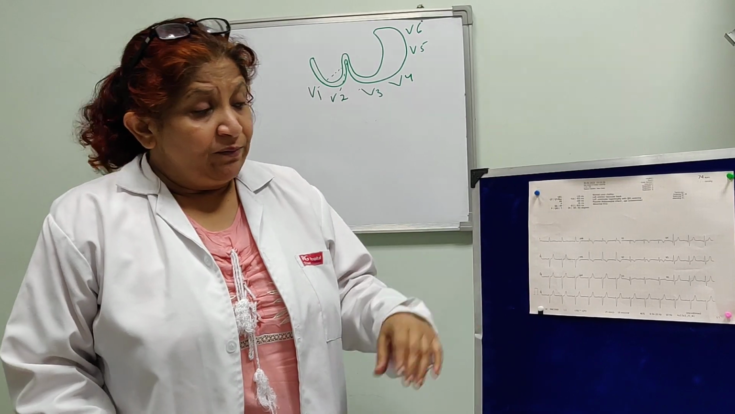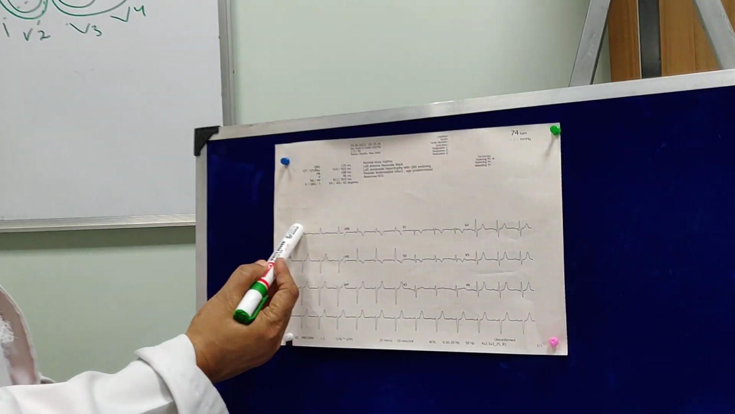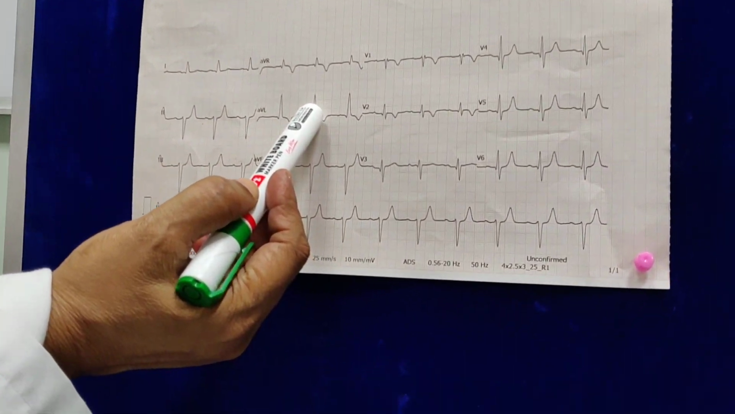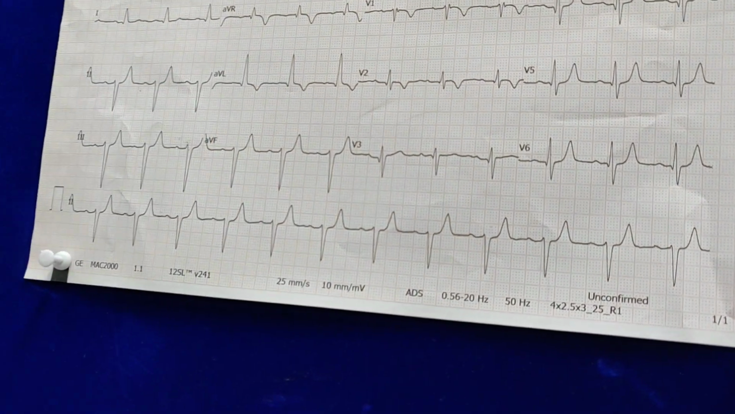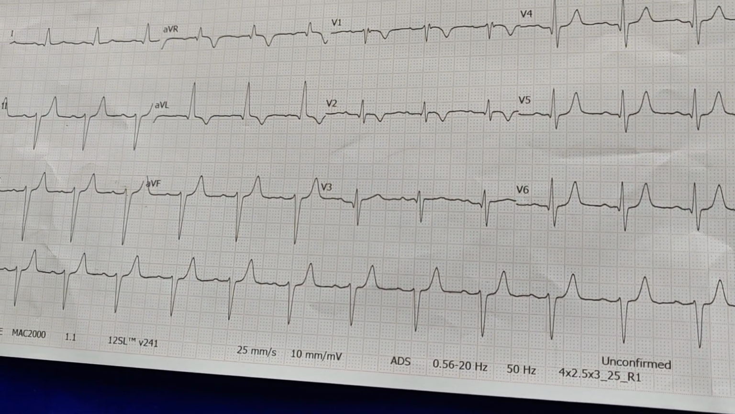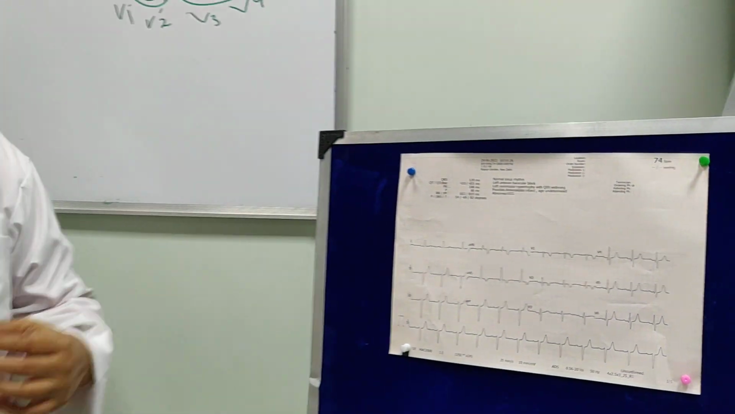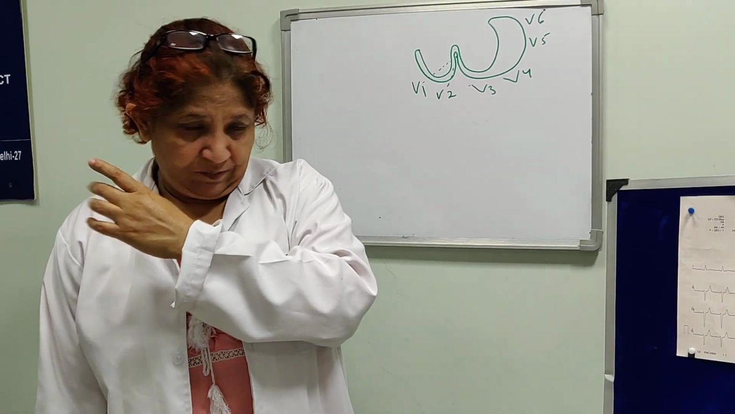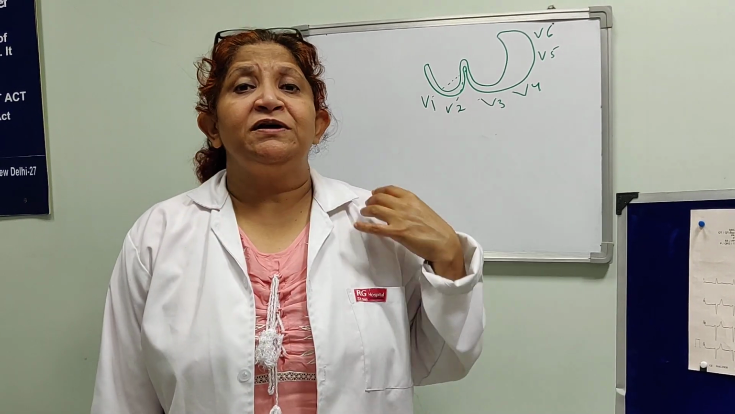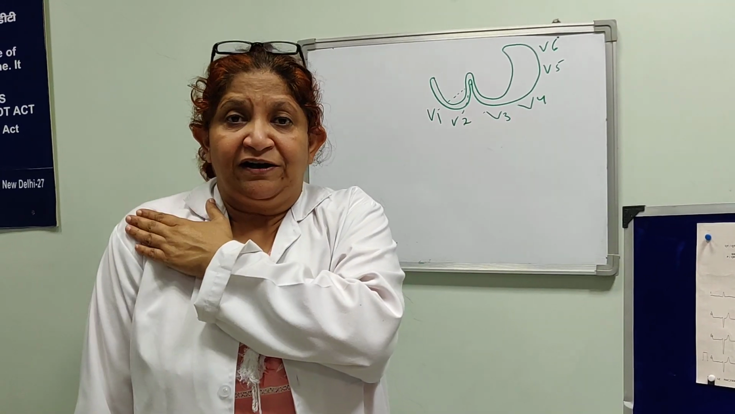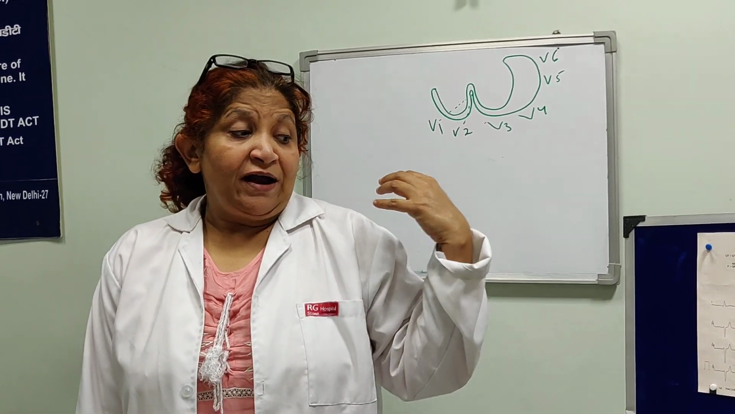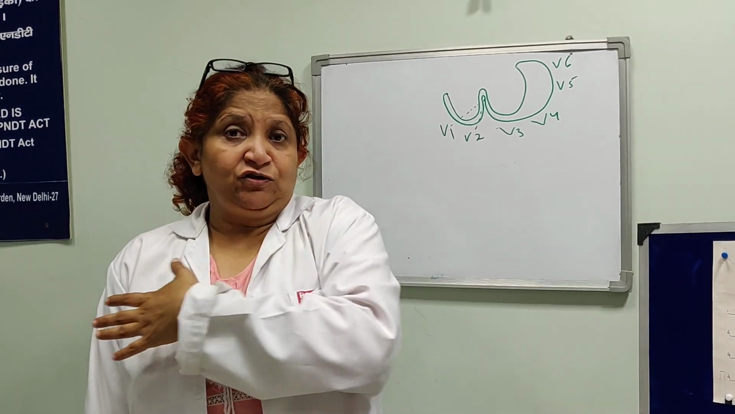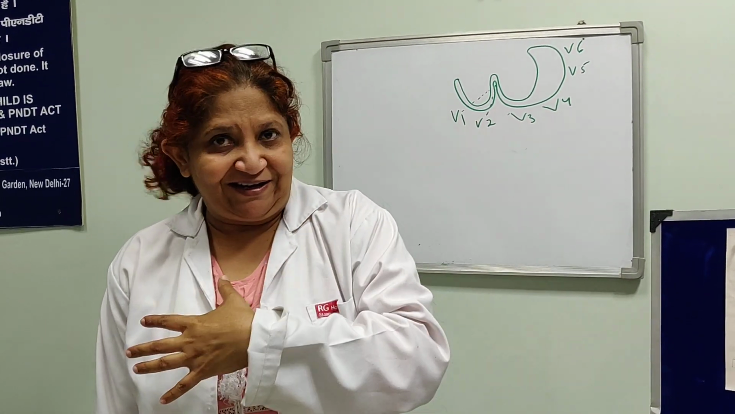Now look at the other limb leads, 1 and AVL. Lead 1 is minus and plus, because the right arm will have everything minus. So 1 is looking from this side to the heart. So it is looking from the left side.